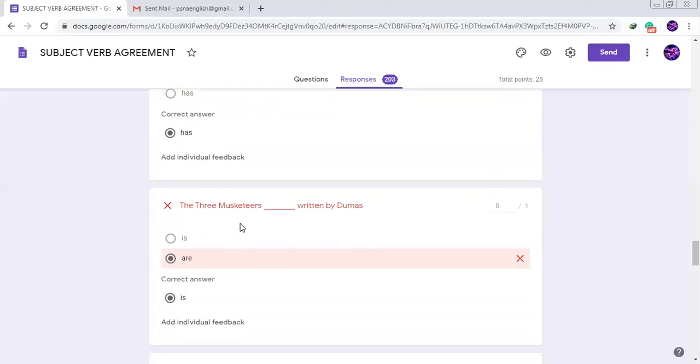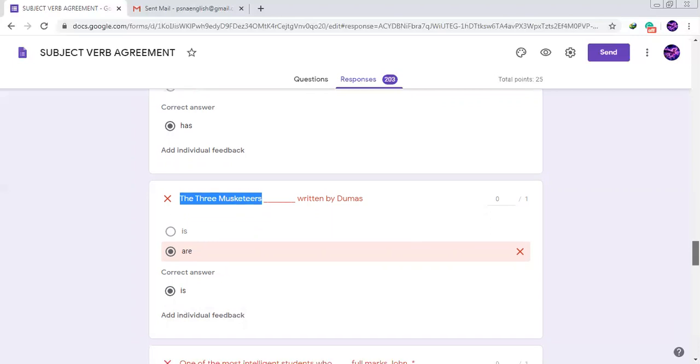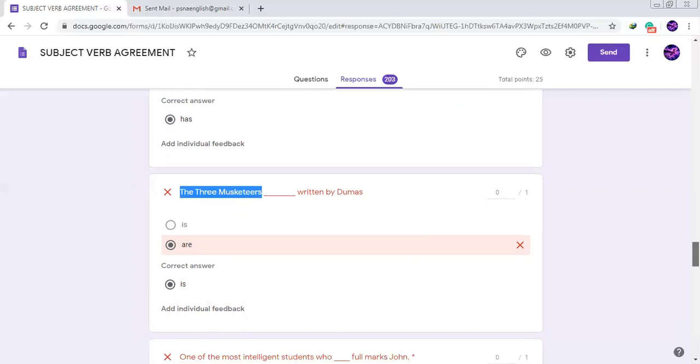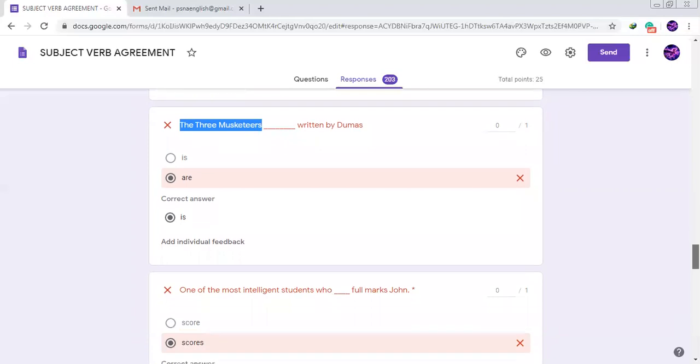Then, Three Musketeers, written by Dumas. So here Three Musketeers is not the Musketeers, it is the name of the book. So the name of the book is singular, so it is "is". It is not actually the animal, it is the name of the book.